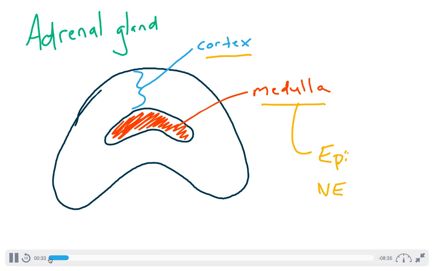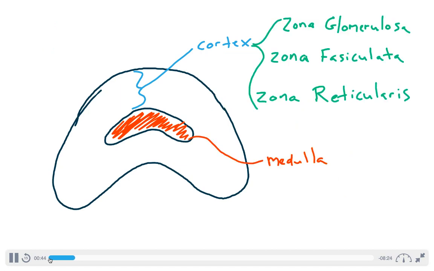Those two hormones are going to be involved in the fight or flight response, so very much acute stress with the medulla, whereas with the adrenal cortex, we're going to see that it's more responsible for responses to chronic stress. So let's take a closer look.